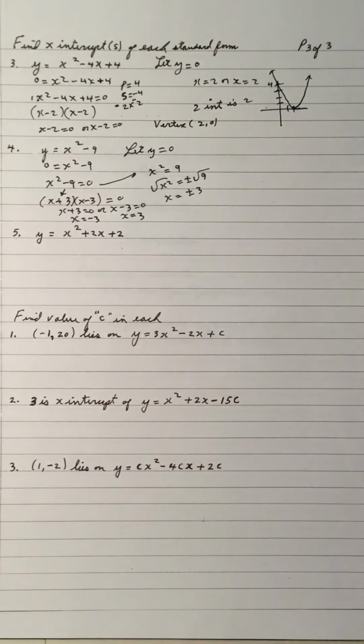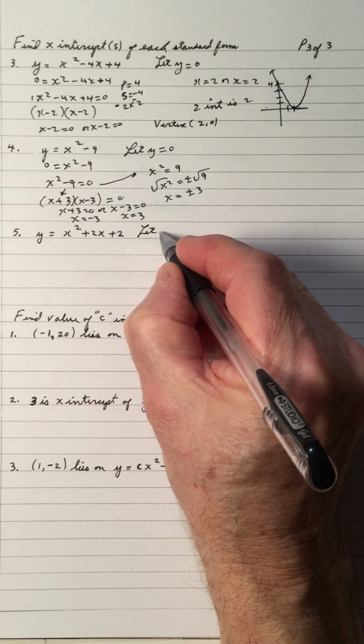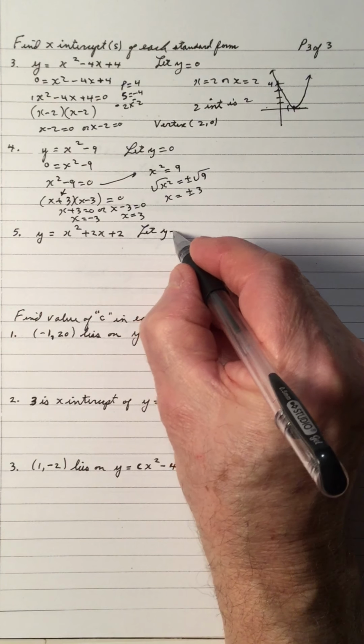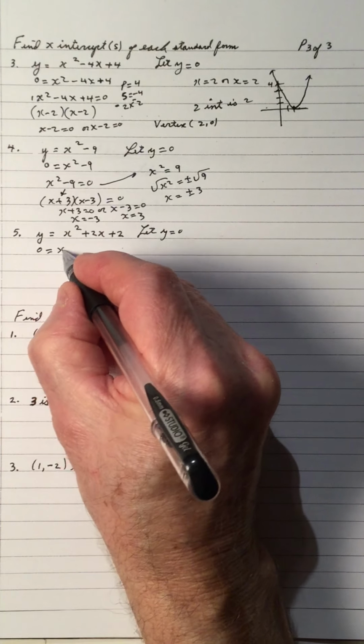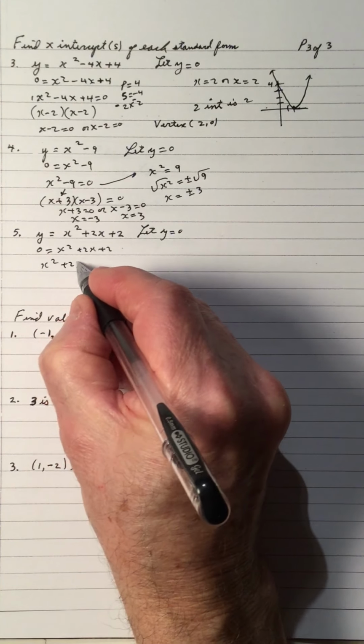Number 5. And we got to find the x-intercepts. We let y equal 0. Done. We flip the equation around.